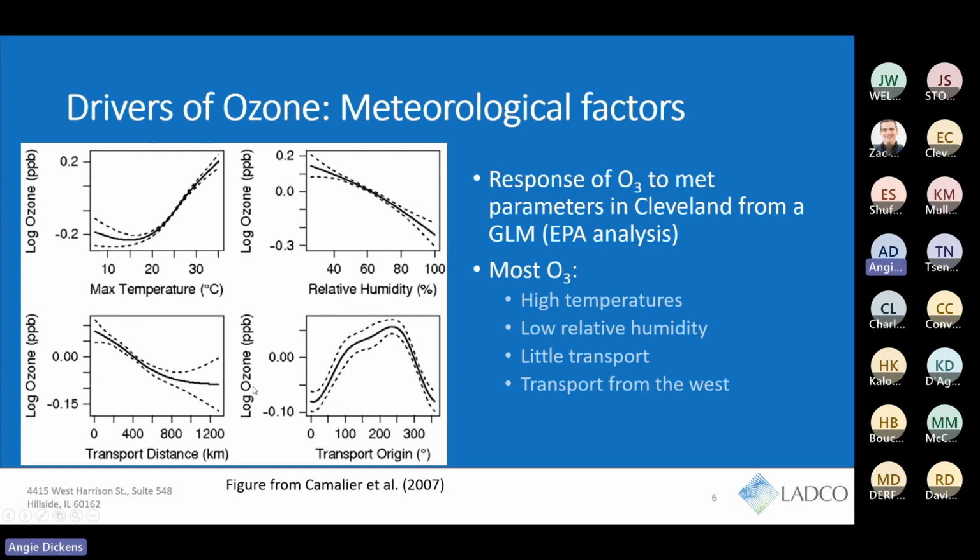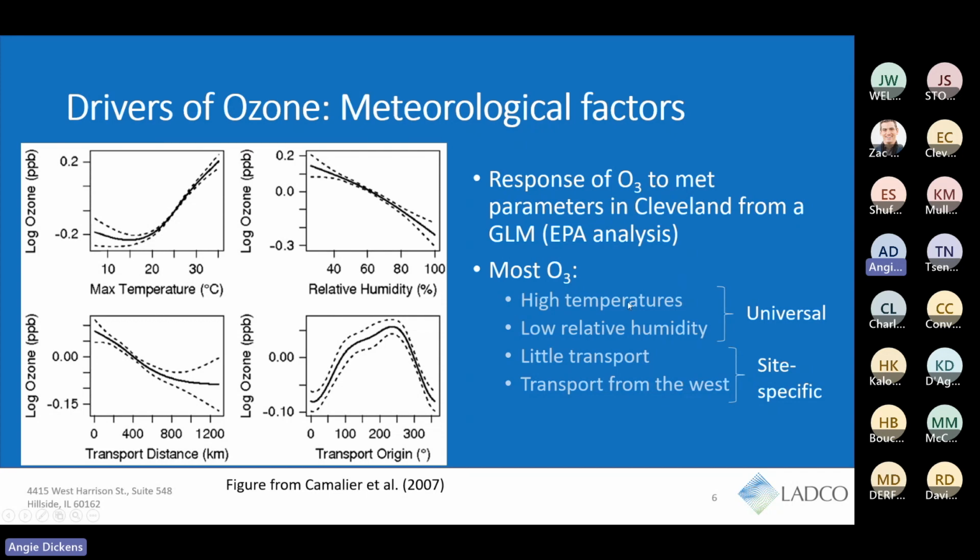Transport distance. In other words, I think this is probably over 24 hours. In this case for Cleveland, they got the highest ozone with the least amount of transport, and then they got the most ozone with westerly winds. The fact that they got most ozone with high temperatures and low relative humidity is pretty universal. We see this in most sites.